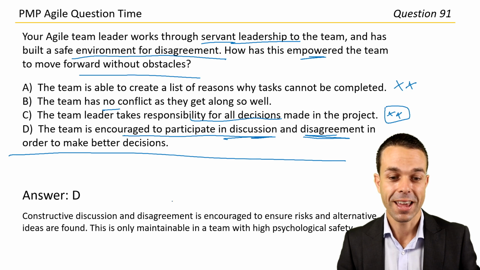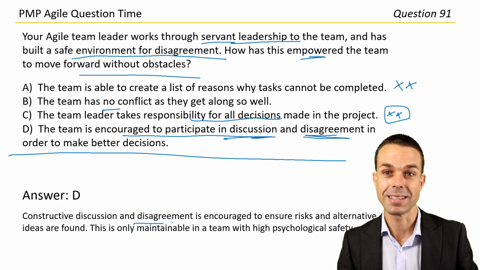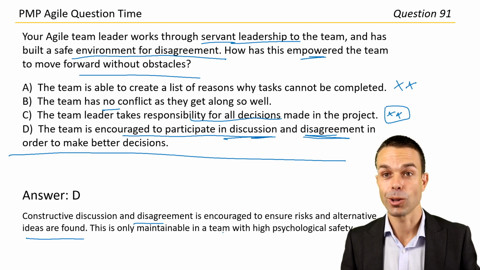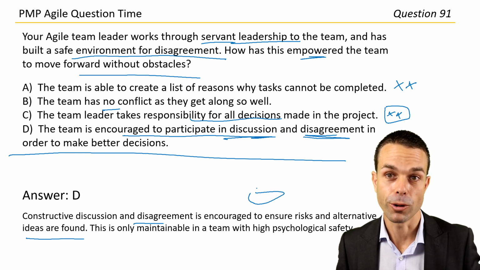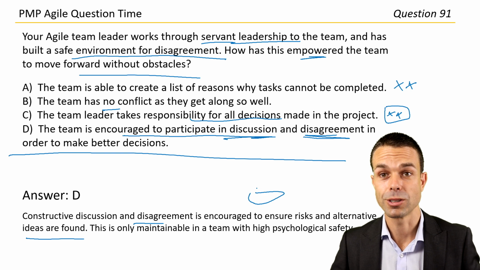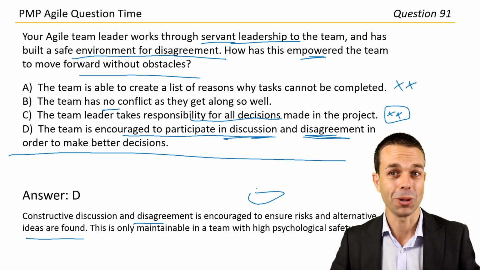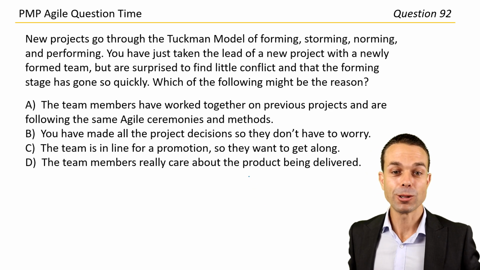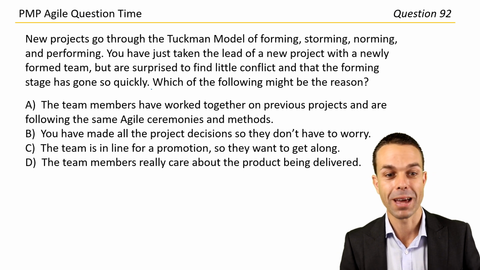Constructive discussion and disagreement is encouraged to ensure risks and alternative ideas are found. This is only maintainable in a team with high psychological safety. So can I disagree with you and not be reprimanded for it? That's part of the approach. That's why it's really important in an Agile team. Wow, that was a good question. I had a lot of fun with that one. All right, let's see what we've got next. New projects go through the Tuckman model of forming, storming, norming, and performing.